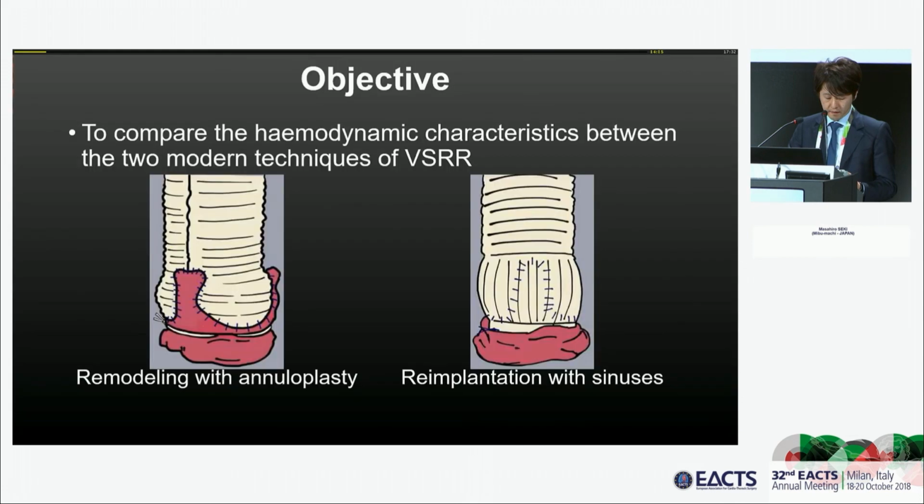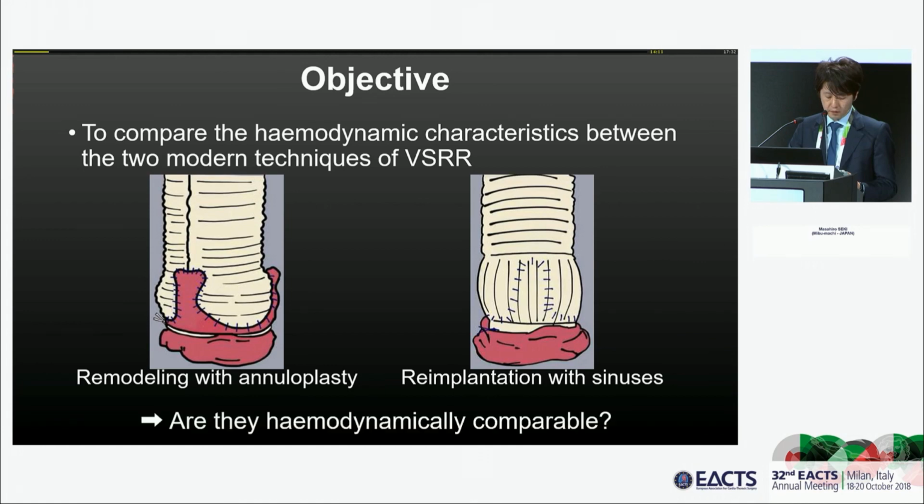So we sought to compare the characteristics of the 2 modern techniques of valve-sparing root replacement, remodeling with annuloplasty and reimplantation with sinuses. We chose the external suture annuloplasty, ESA, for the annuloplasty procedure for its simplicity, reproducibility, and for its excellent clinical results.